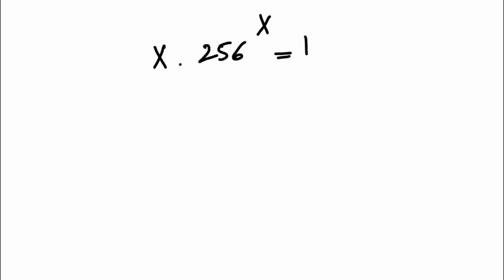Alright guys, welcome back. So in today's video we have a question where x times 256 to the power of x is equal to 1 and we need to figure out the value of x. So first of all, we're going to divide each side of the equation by x. We have to keep in mind that the denominator here cannot be 0.